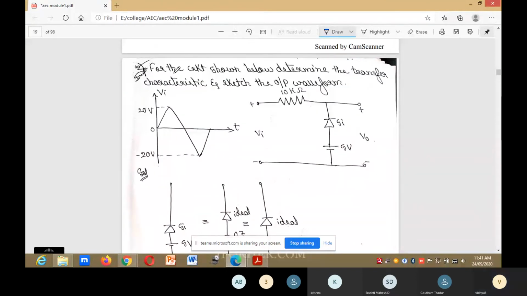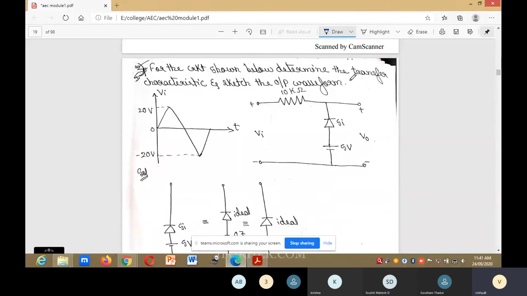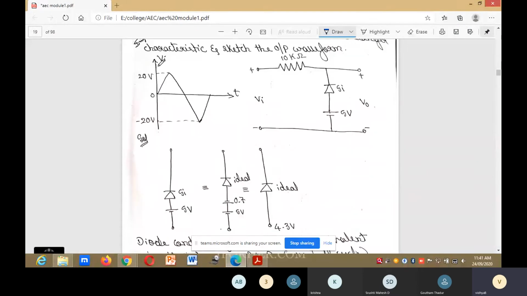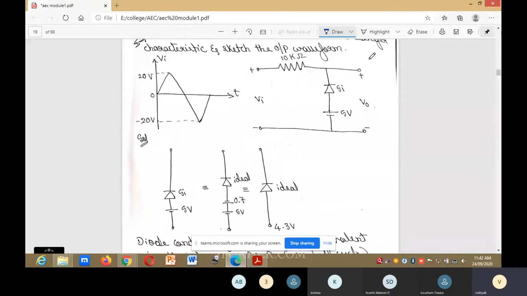Next problem. For the circuit shown below, determine the transfer characteristics and sketch the output waveform. This is the input waveform they have given, and this is the circuit they have given. First, find out the voltage. The diode is in parallel.